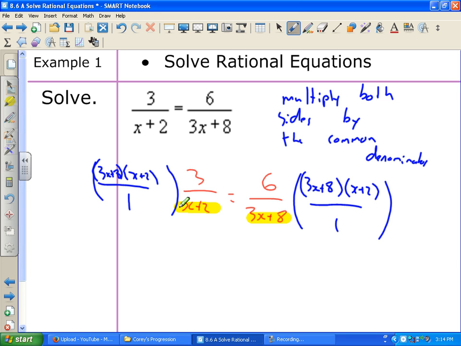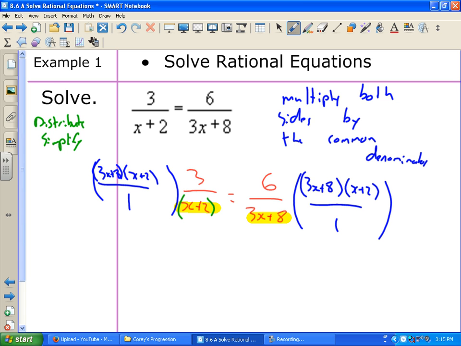Next step, I'm running out of room in the right direction, so I'm going to write it kind of over here. Step number 2 is going to be distribute and simplify. When I distribute and simplify, this should look similar to yesterday. I have a 3x plus 8 times x plus 2 multiplying by 3 over x plus 2. Should make sense to you. I'm looking only at the left-hand side right now. When I distribute here, I get my x plus 2's to drop, and that will give me 3x plus 8 times 3.